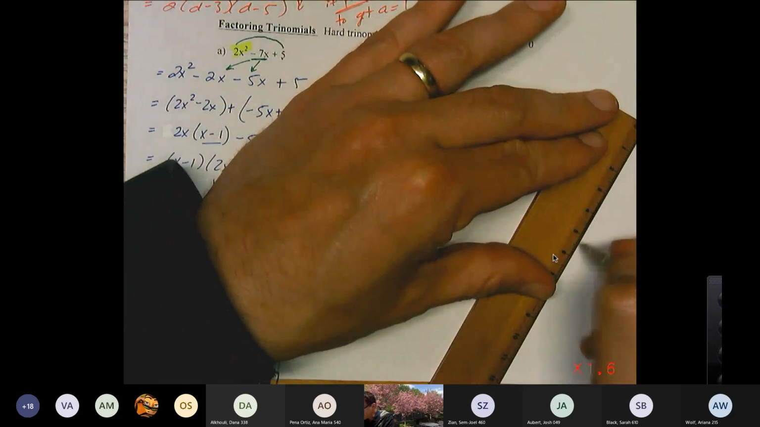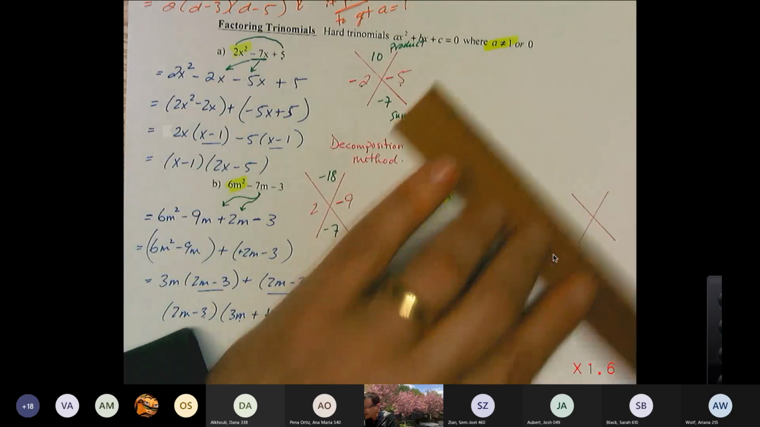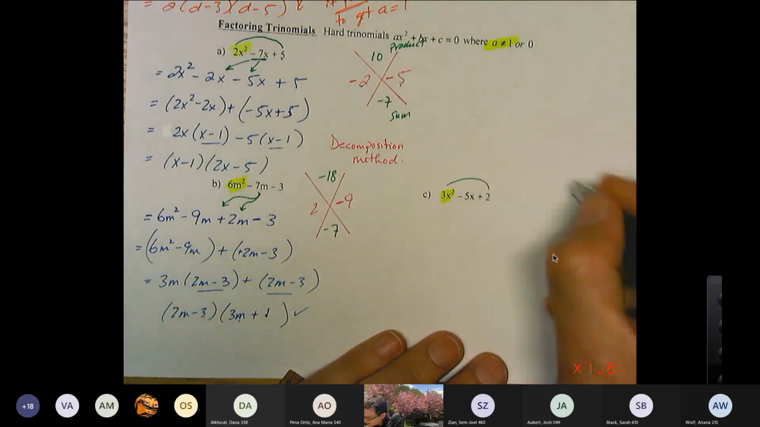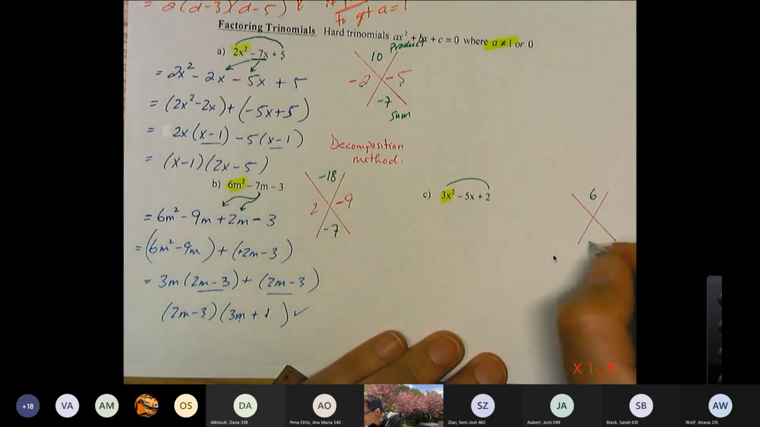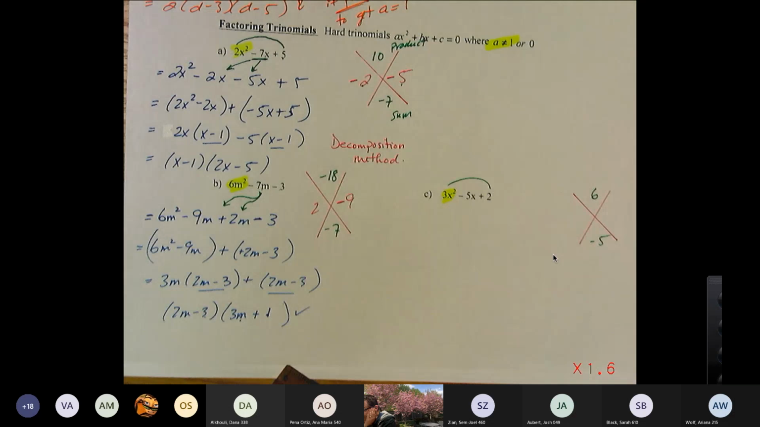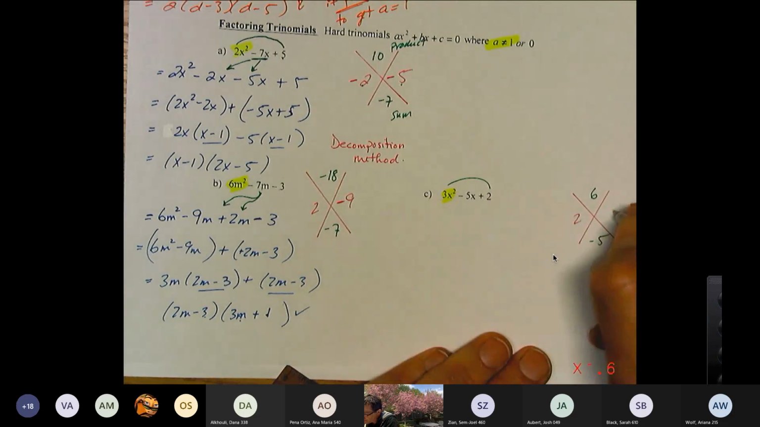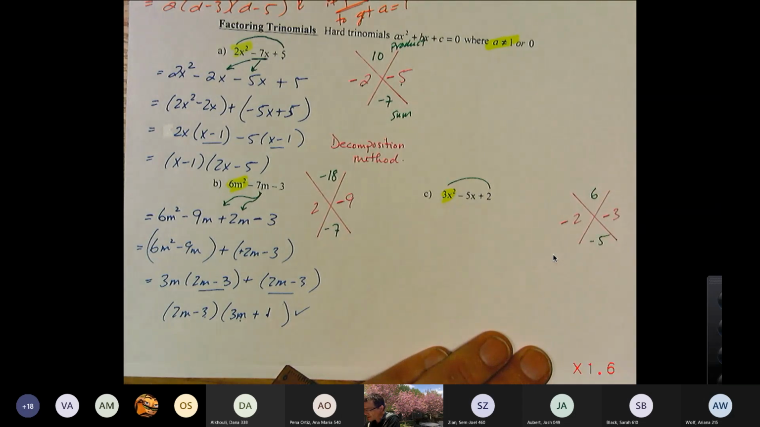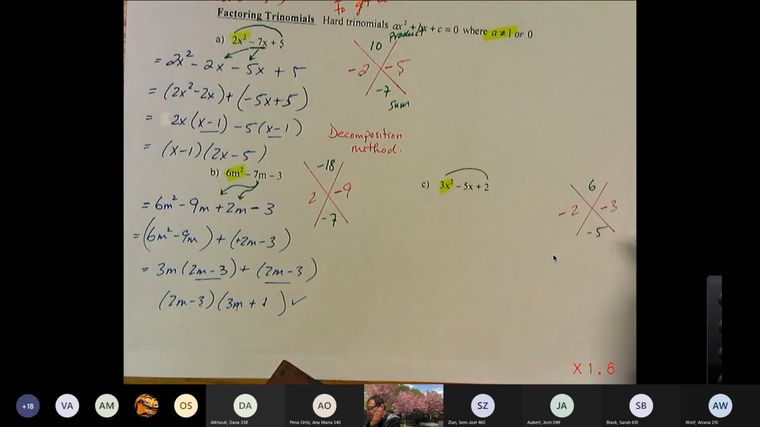We make our x. We look for two numbers that multiply to give 6 and sum to give negative 5. Well, this is where it's interesting. It could be 2 and 3. If it was a negative 2 and a negative 3 that multiply to 6, they'd add to give 5. It could also have been 1 and 6, but it wouldn't have worked.